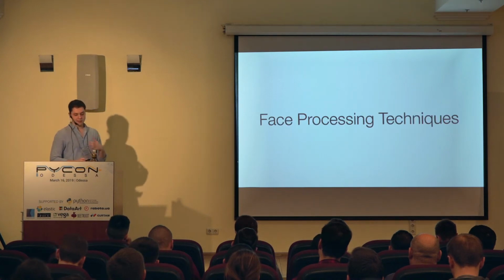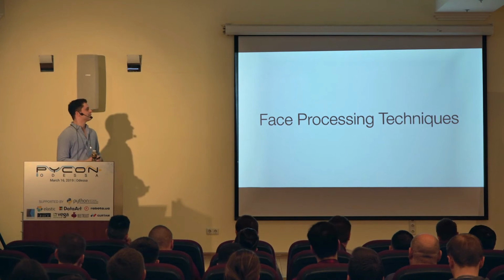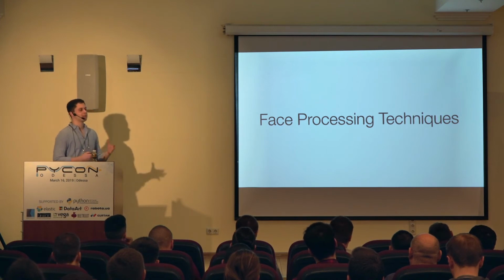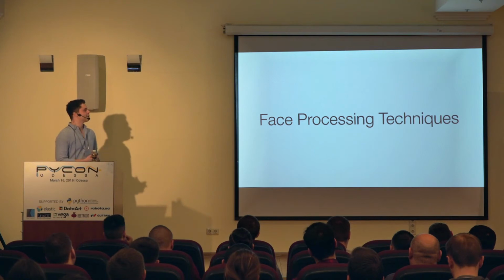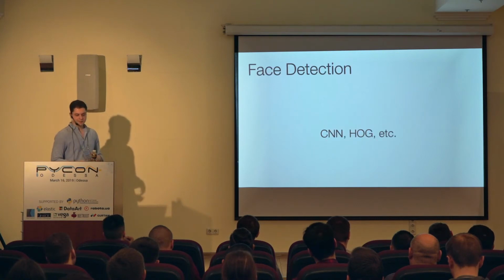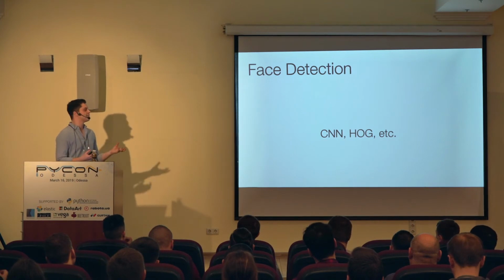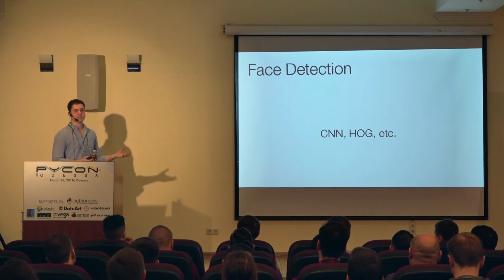And then finally, now I want to cover some of the actual face processing techniques. This was all a background review of the things we want to do. So let's actually dive into a couple examples here. The first one is, again, we're going to start usually with face detection. We can do this with convolutional neural networks. We can do this with HOG and several other techniques.